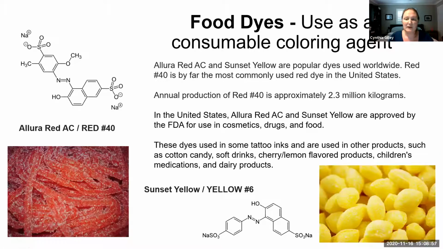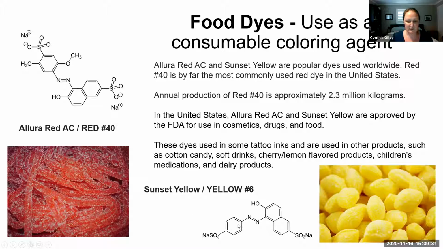I mentioned before that azo dyes are used also in the food industry as a coloring agent. So for example, you may have heard of red number 40. It's also known as Allura Red AC. This is the structure of it here. Again, it has that common deprotonated sulfonic acid group, the azo linkage, and it also contains a phenol and a methoxy group. And then another example is yellow number 6, also known as sunset yellow.